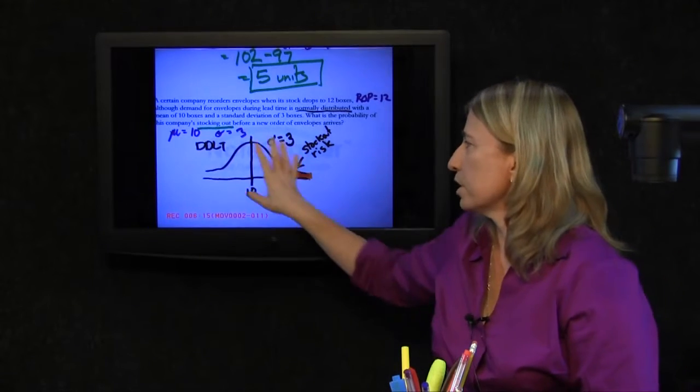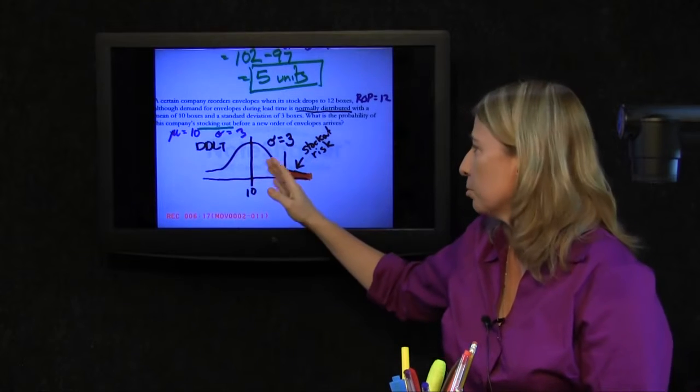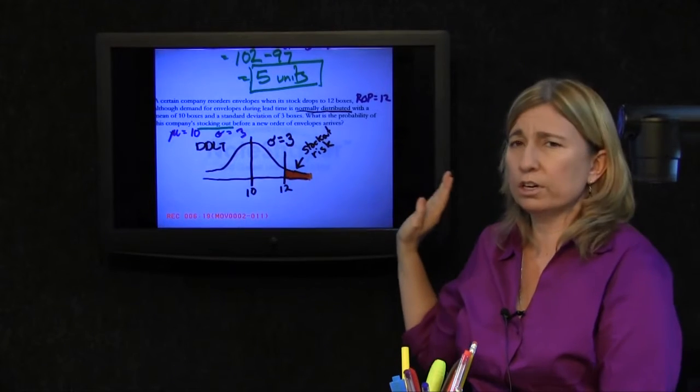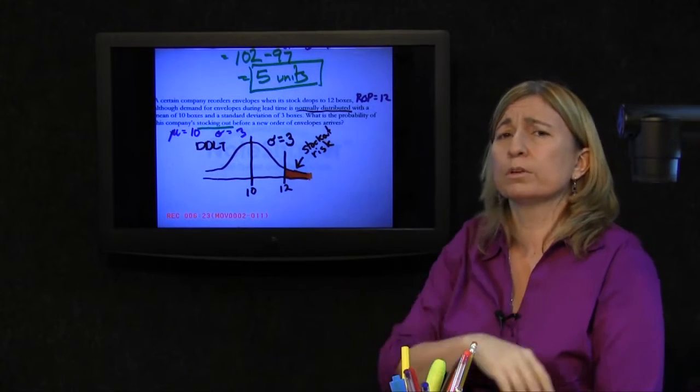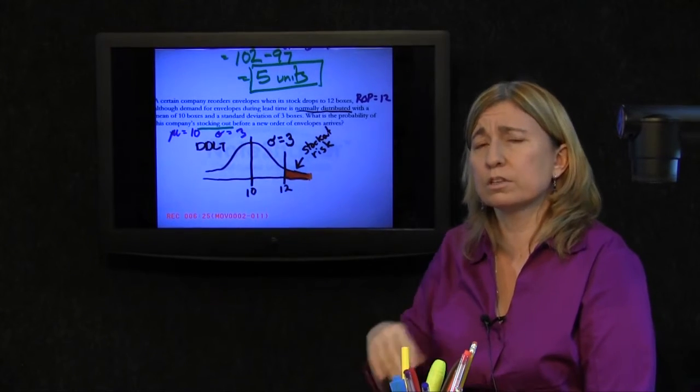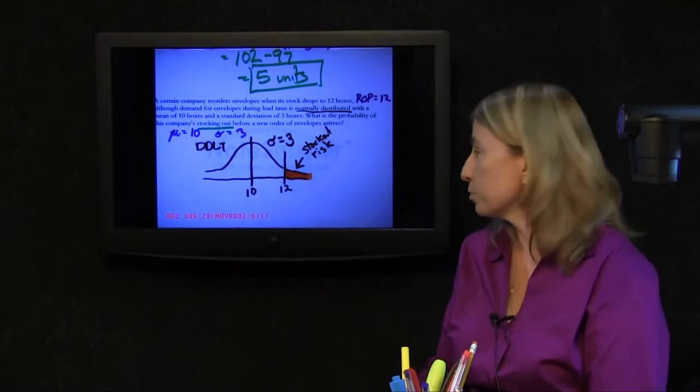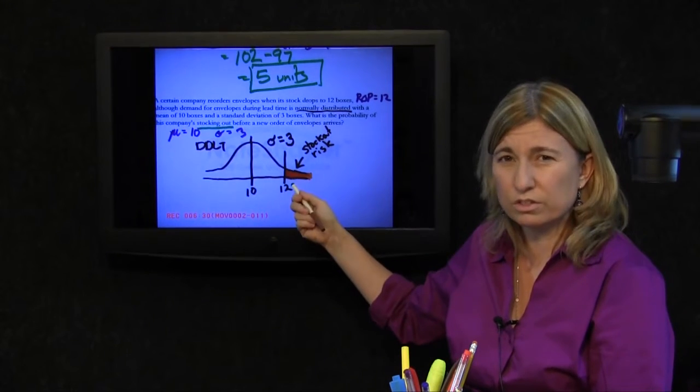This curve represents everything that could possibly happen during lead time. How much of it has been amputated here? It's stranded to the right of the reorder point. That's the probability that you actually will stock out, that demand will exceed supply during lead time. So we just have to figure out how much that actually is.